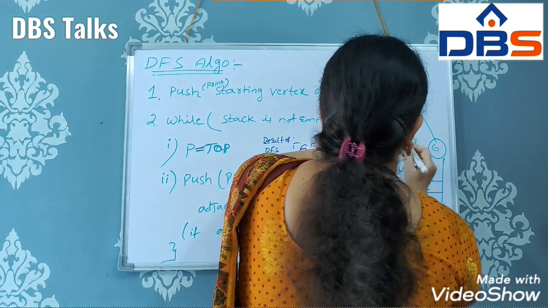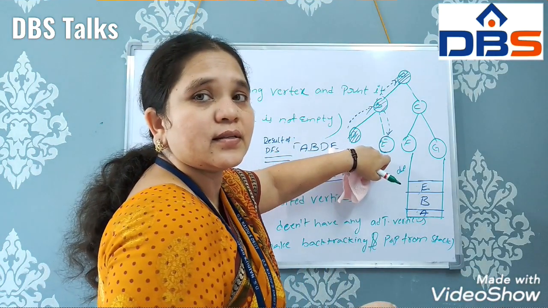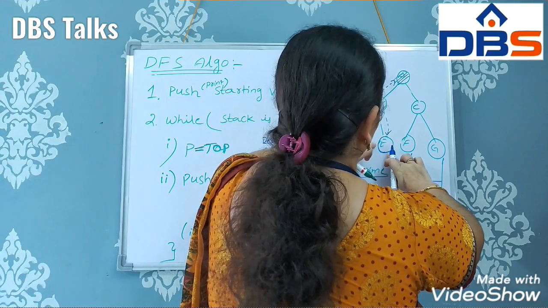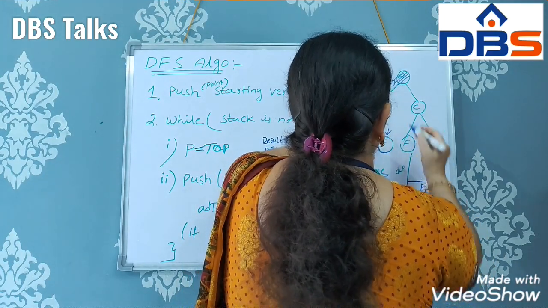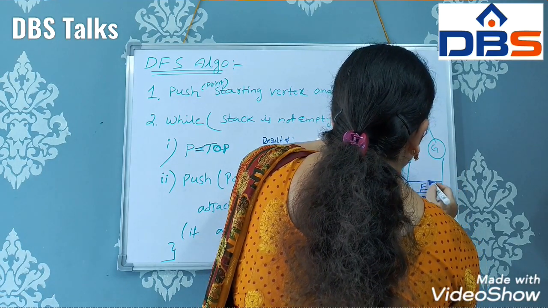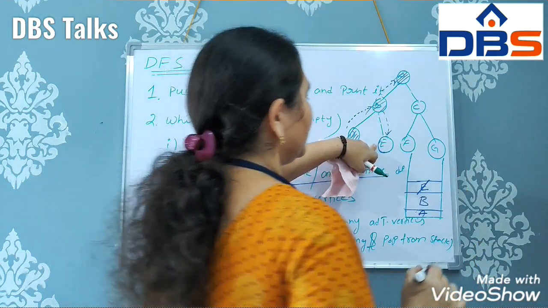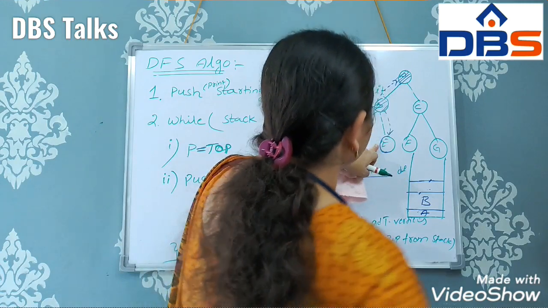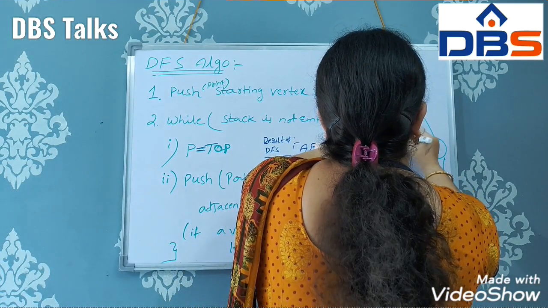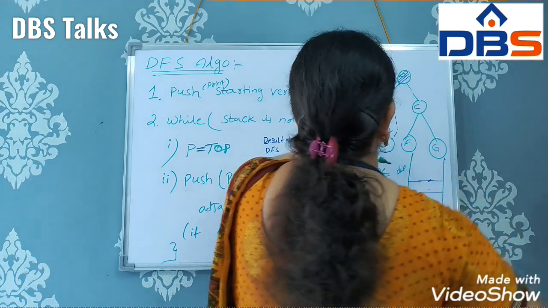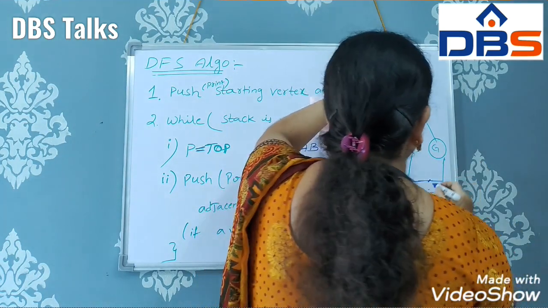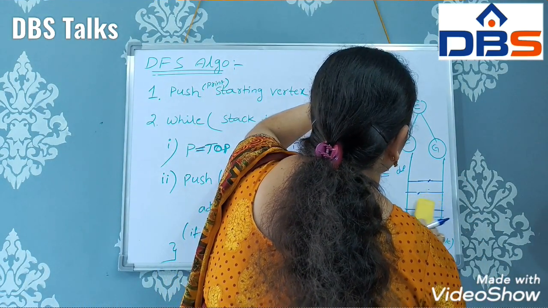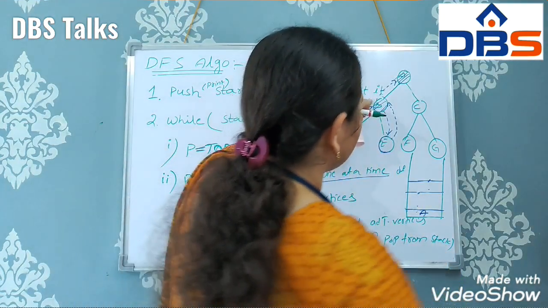Coming to E, does E have any adjacent vertices? No, E doesn't have any unvisited adjacent vertices. Then we go for backtracking. While backtracking, we eliminate this element from the stack. Next we backtrack to B. B is already visited, so B can be popped from the stack.